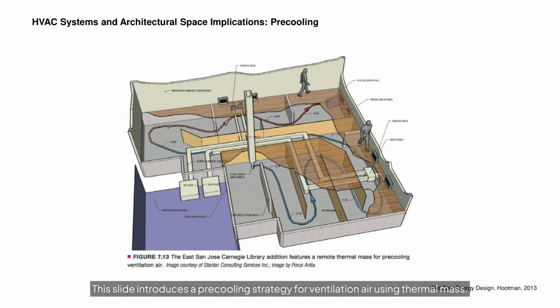This slide introduces a pre-cooling strategy for ventilation air using thermal mass. In this example, a remote thermal mass is utilized to precondition incoming air to reduce energy input to cool or heat incoming air. The diagram on the slide shows a concept in which cool night air is passed over or through a concrete slab, chilling that mass during off-peak hours.